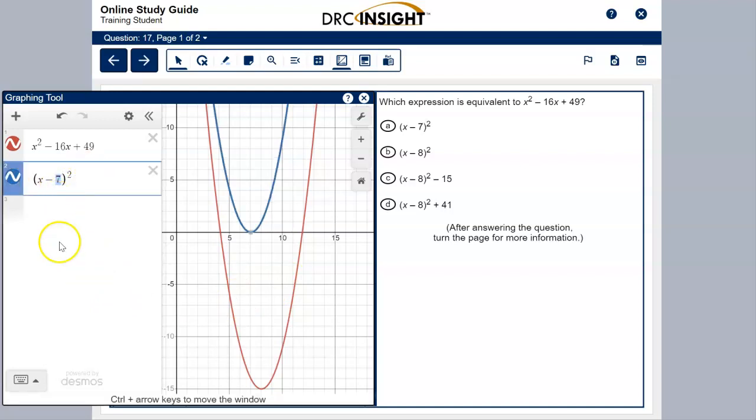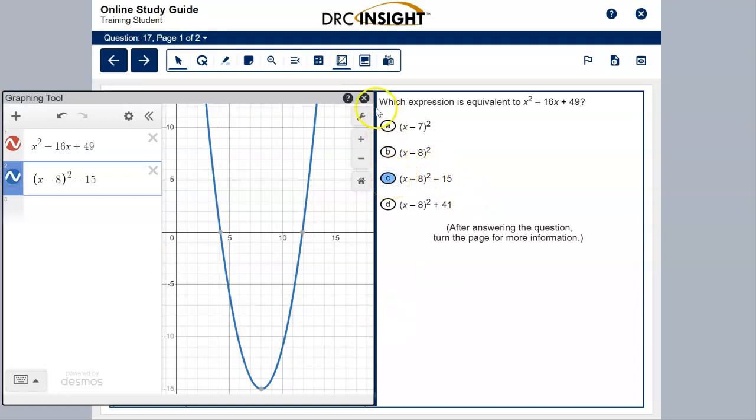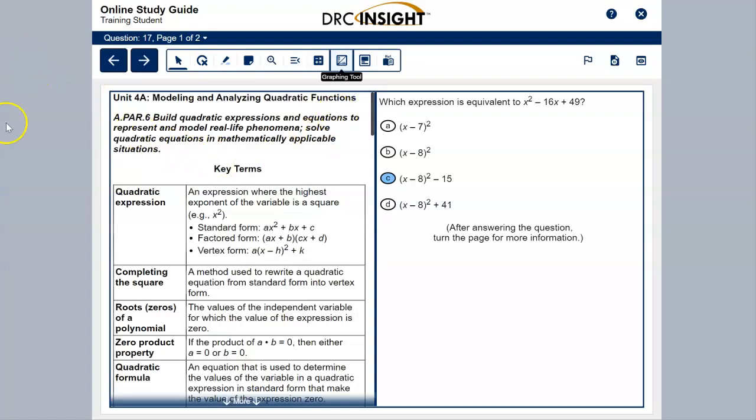We're now checking answer choice B. It is definitely not the same. So answer choice C has the minus 15 at the end, and that one works. If you turn off the blue, you'll see the red underneath, and this answer choice C was correct. So choose C. Let's close our graph, and let's go to the next item.